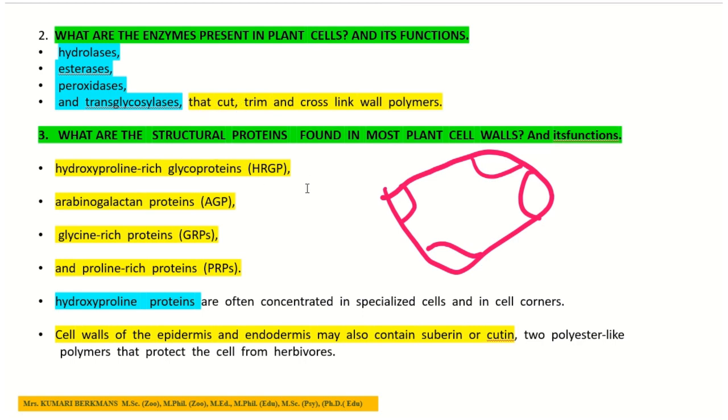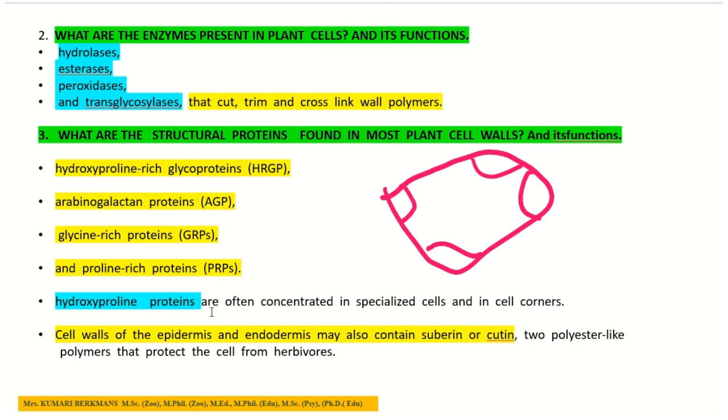The next question: what are the structural proteins found in most cell walls and their function? Let us see what proteins are present. Number 1 is hydroxyproline-rich glycoproteins, then arabinogalactan proteins, glycine-rich proteins, and the last one is proline-rich proteins.